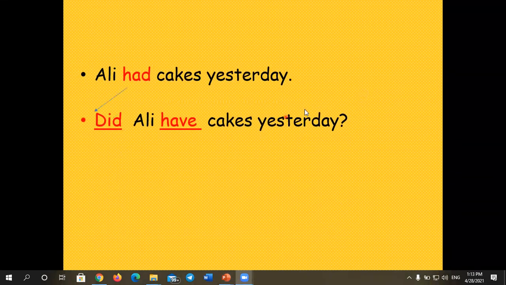Now let's move to this example. Let's read the example together. Ali had cakes yesterday. Now where is the verb? The verb here is had. Now look at this sentence. We're going to change it into a question. And remember, first of all, you should look at the verb. The verb here, it's had and it's in the past. So if you want to make a question in the past, remember that we use Mr. Did. We put Mr. Did at the beginning. Then the subject is Ali.